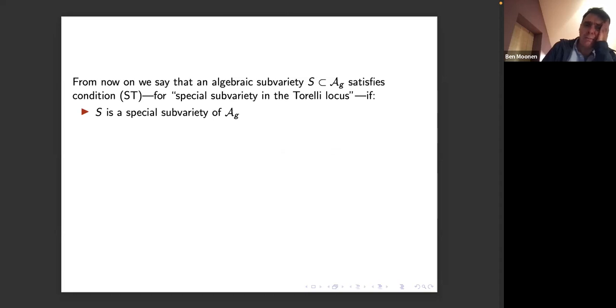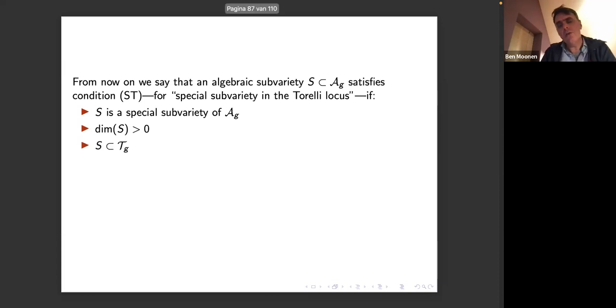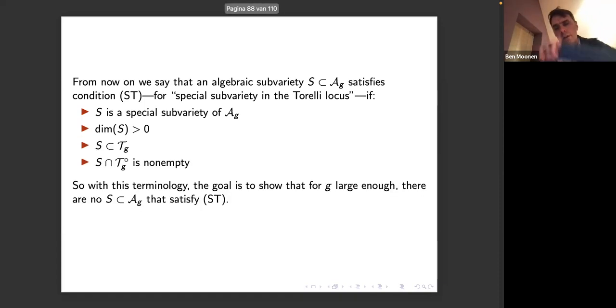Let me first introduce a bit of terminology because otherwise I have to repeat it all the time. I'll say that an algebraic subvariety satisfies condition ST, and ST stands for special subvariety in the Torelli locus. If it's a special subvariety of positive dimension contained in the Torelli locus, and not contained fully in the boundary of the Torelli locus. So it meets the interior, yeah? So you'll see, I don't want to repeat these conditions all the time, yeah?